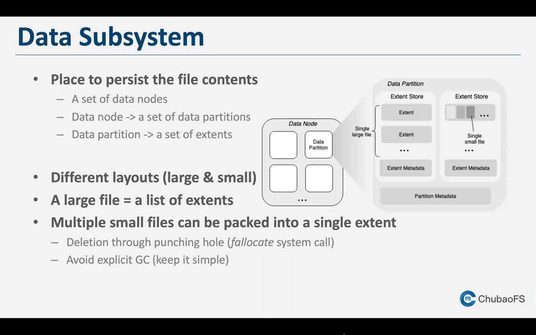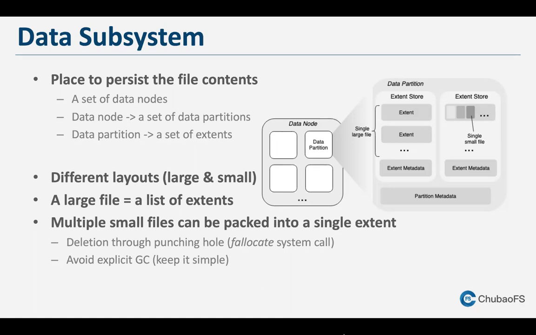Here the figure shows the basic layout of a data partition. As you can see, it has different organizations for large files and small files. For a large file, it's a list of extents. But for small files, we pack multiple small files into a single extent for optimized storage.